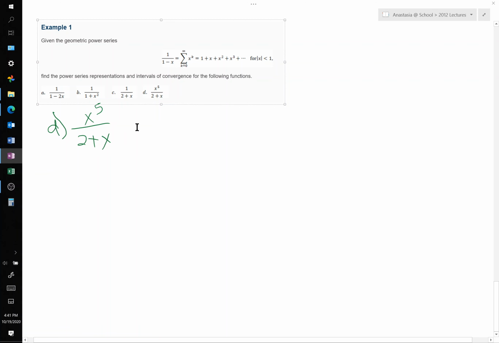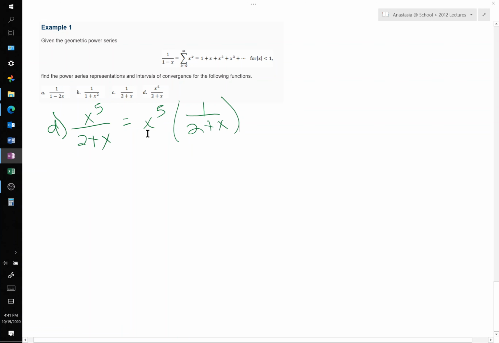So let's try to relate it to the original function. The original function doesn't have an x to the fifth in the numerator, so we could write this as x to the fifth times the function 1 over 2 plus x. But then we would need to change the 2 in the denominator and maybe a few other things, but this should look familiar to you because we've already dealt with that function in part C.